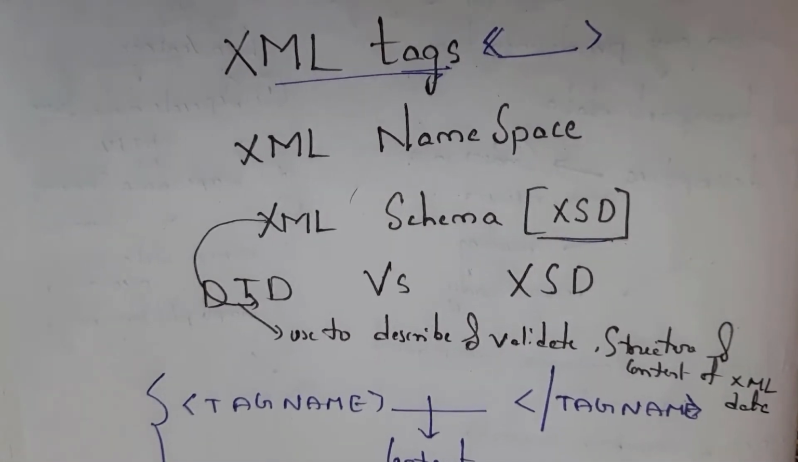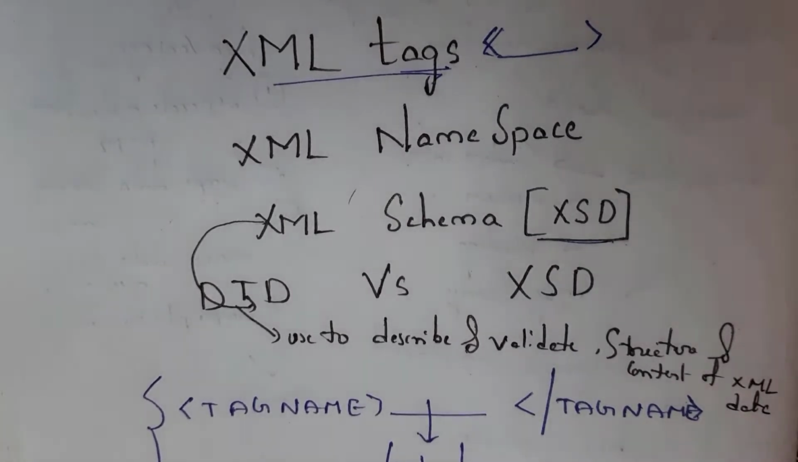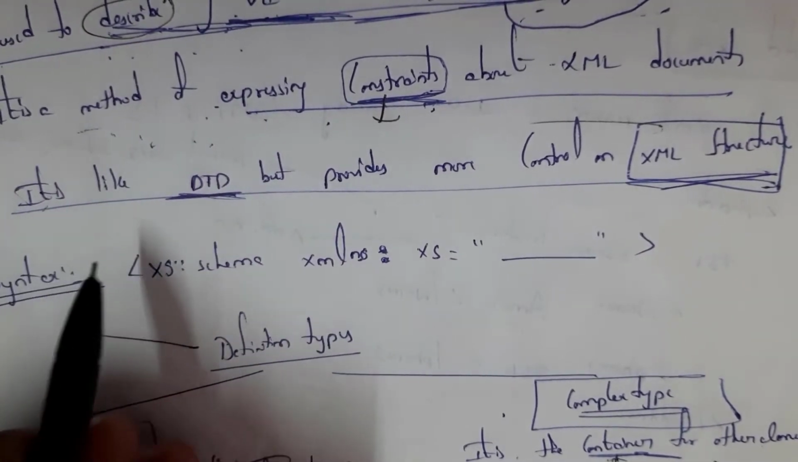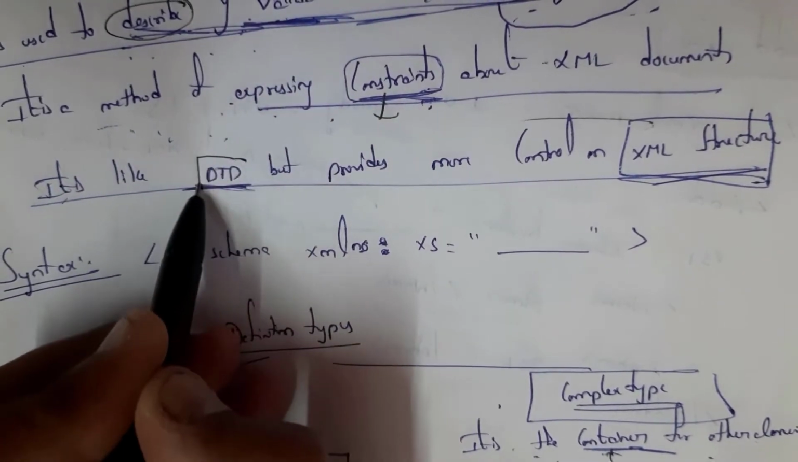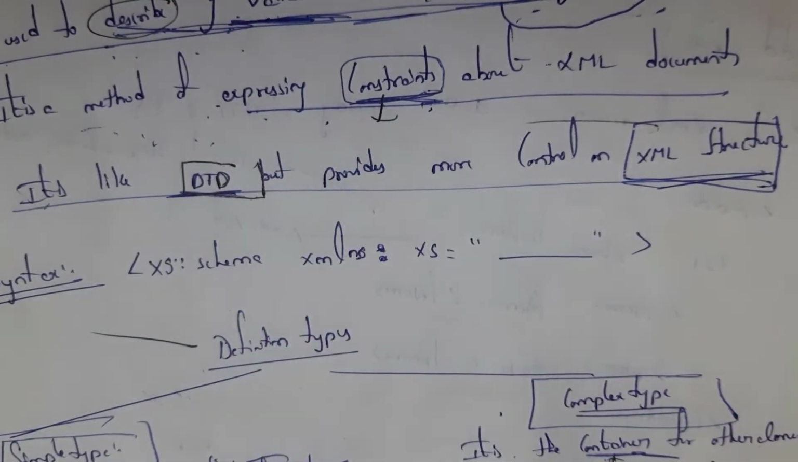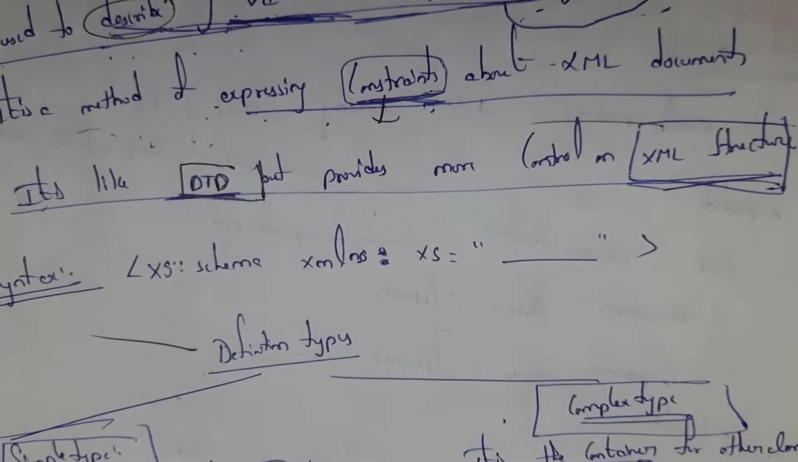See, XML schema is a method of expressing constraints about the XML document. This XML schema is the same as XML DTD, that is document type definition, but this XML schema provides more control over XML structures.